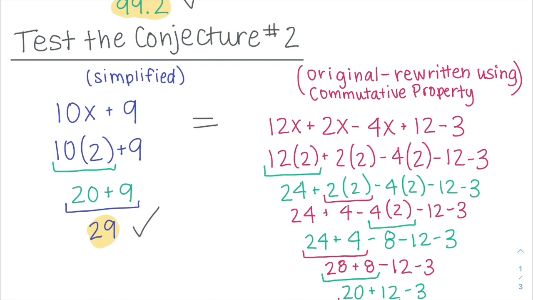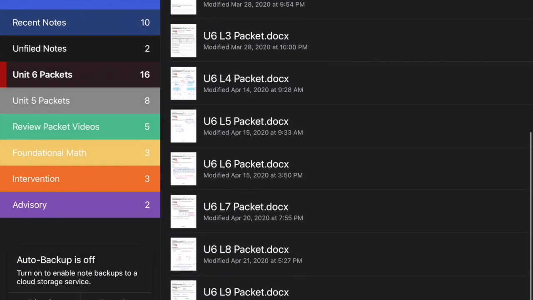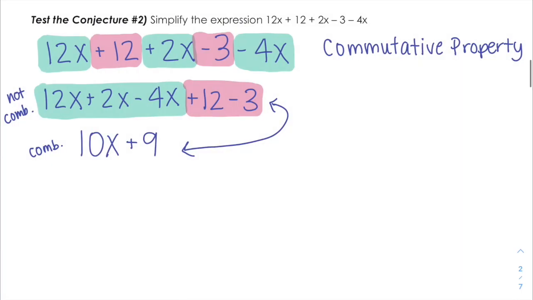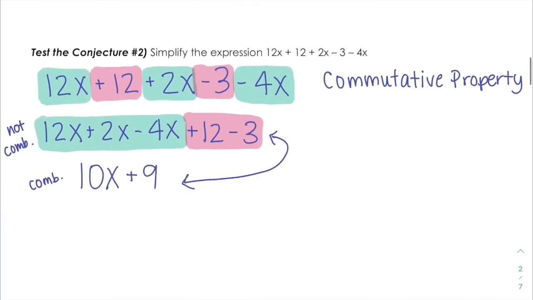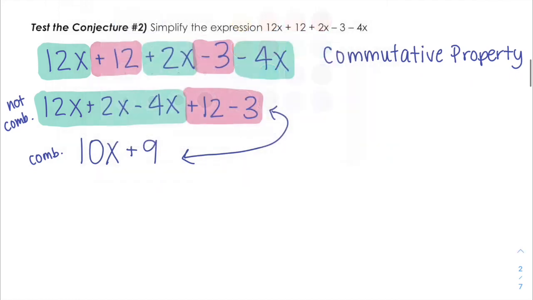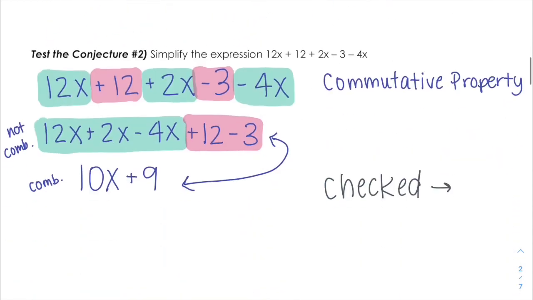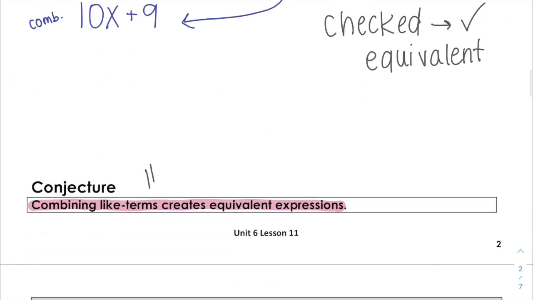So what does that mean? If the answers are the same, then the expressions are equivalent. So, did we prove our conjecture to be true? We sure did, because we checked this one by substituting a number in for our variable, and we got equivalent answers because they matched. So our conjecture this time is true.